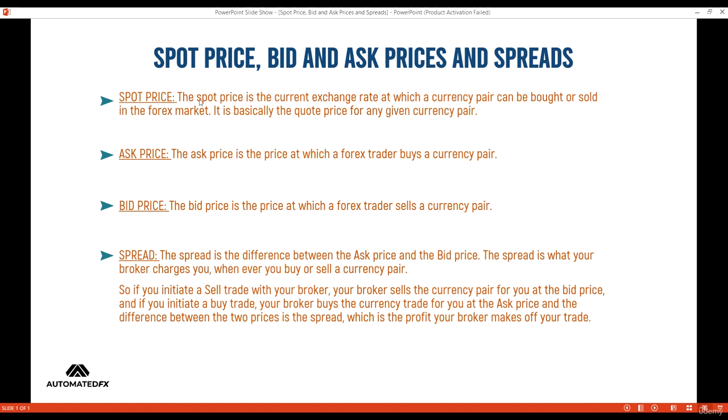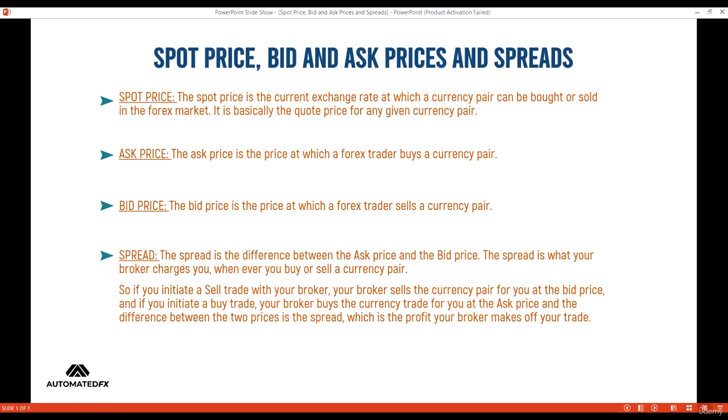For the spot price, the spot price is the current exchange rate at which a currency pair can be bought or sold in the Forex market. It is basically the quote price for any given currency pair. Remember, we spoke about the base currency and the quote currency. So the spot price is the direct price of the quote currency, or rather the quote price for any given currency pair. That's the price you see of an asset or of a currency pair when you want to buy or sell it.